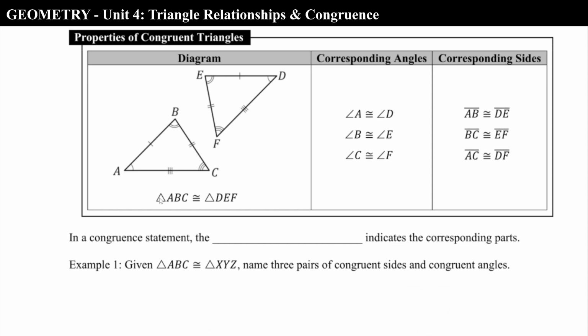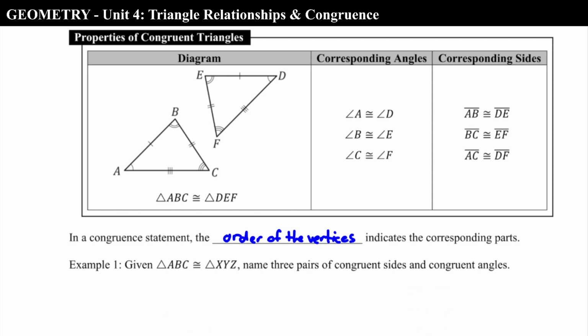In a congruent statement, the order of the vertices indicates the corresponding parts. In other words, the way we write our congruent statement, it matters what order you put the letters in, because the angles all need to match up. The vertices of the triangle all need to match up based on which ones are congruent.